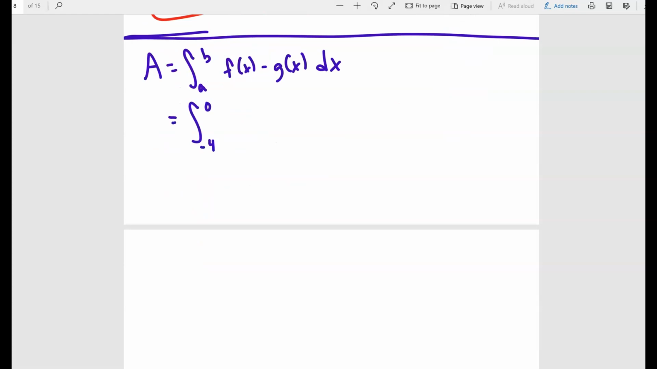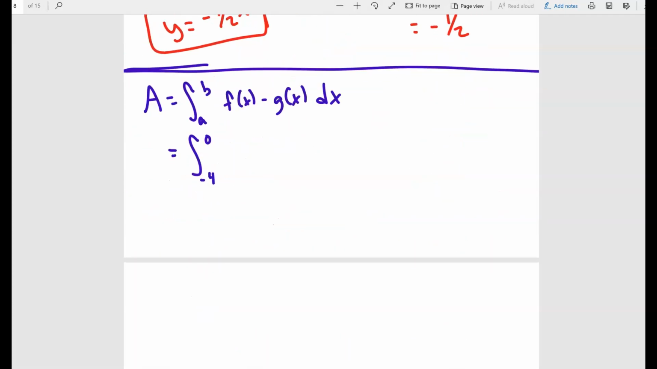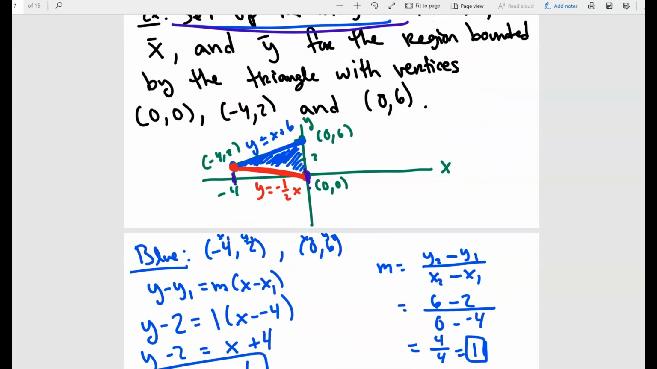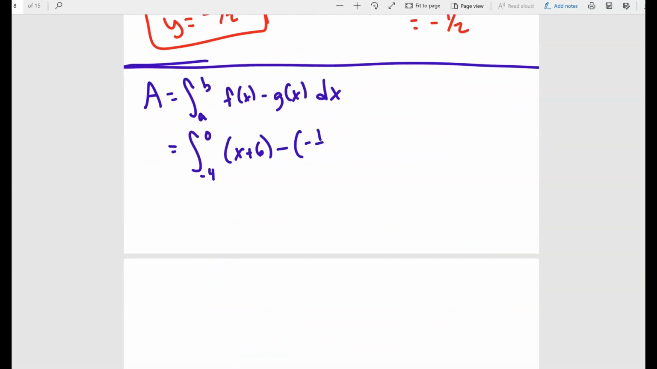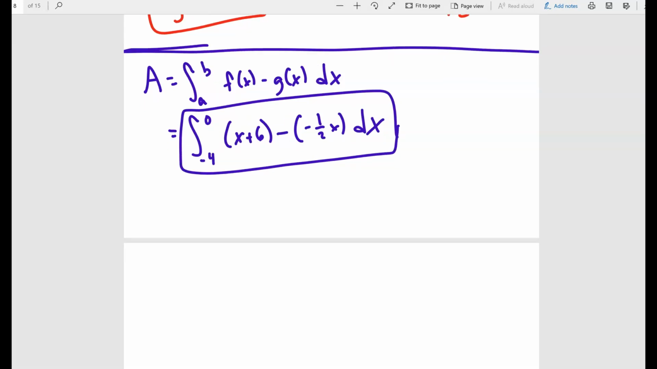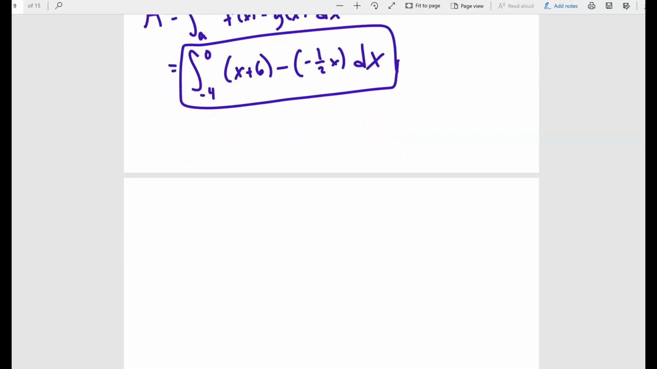F of x, in this case, is my top graph. My top graph is the blue one, x plus 6. Minus g of x. That's my bottom graph, which is my red graph, negative 1/2 x. dx. Okay, since we're only setting up the integral, we're just going to leave it as is. Of course, you're more than welcome to do it to practice some integration. So that's a.